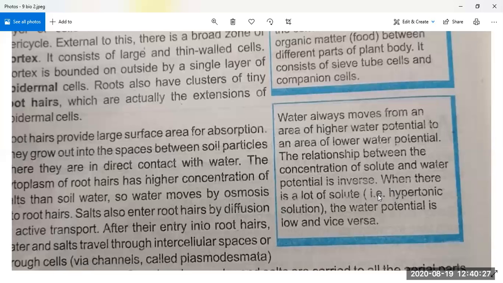So here we are talking about hypertonic solution. When there is a lot of solute, it means it is a hypertonic solution, meaning in the solution the ratio of solute is more as compared to solvent, the water potential is low, and vice versa. This is true because of the ratio of the solute, because it will be more. So because of that, what will happen? The water potential will be low, and definitely this process will continue.